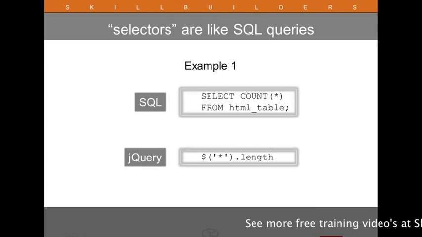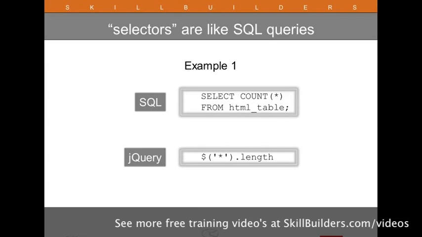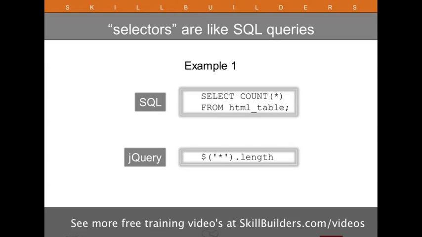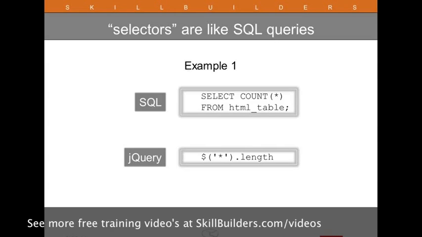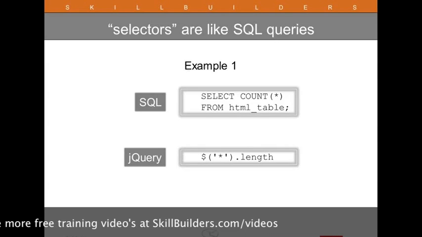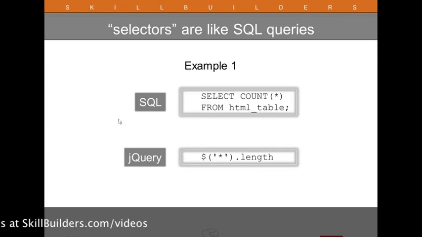Where you see the $ sign, I like to sort of read that like select, or an S for select. What goes in between the parentheses is essentially your where clause. In this case, I'm saying select star or everything. It's a lot like the count star above. And rather than use count, we have to access a length attribute.